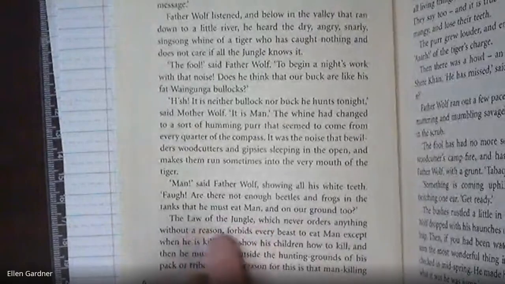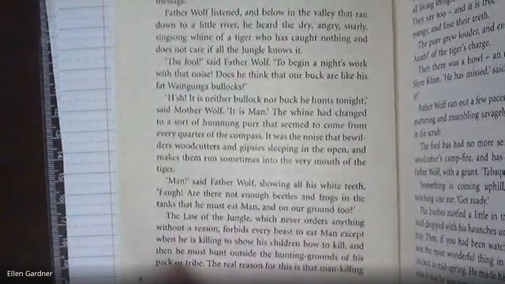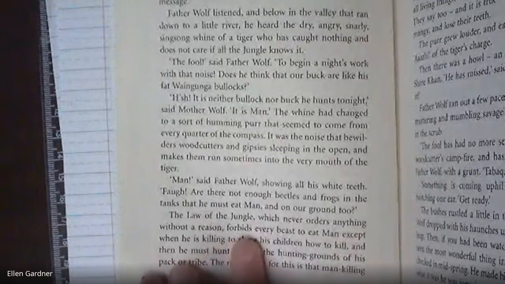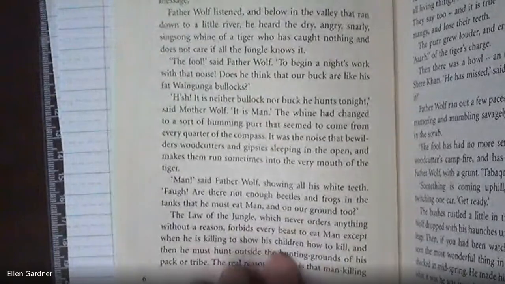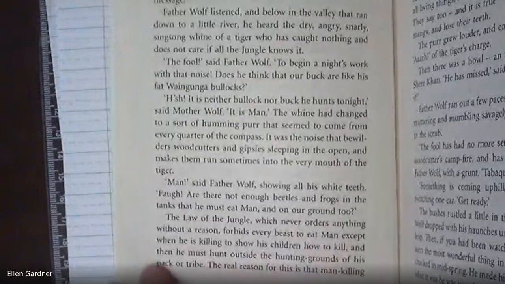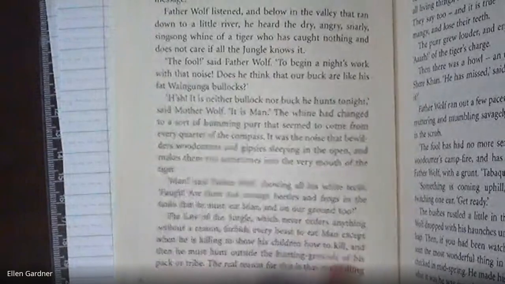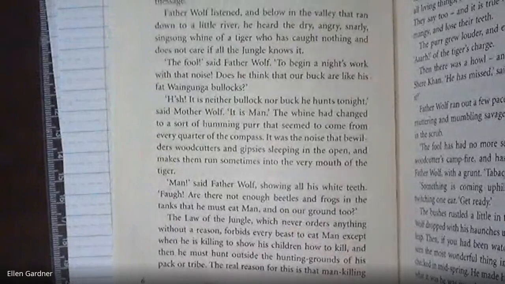Now, the law of the jungle, which never orders anything without a reason, forbids every beast to eat man except when he is killing to show his children how to kill, and then he must hunt outside the hunting grounds of his pack or tribe.